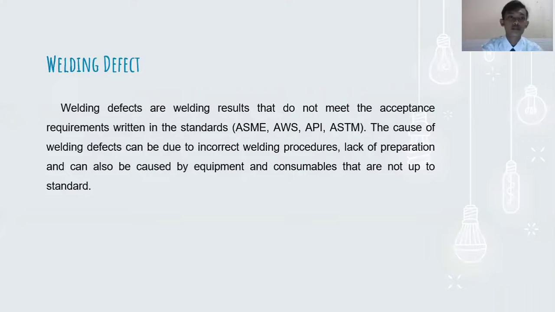Welding defect. Welding defects are welding results that do not meet the acceptance requirements within the standards ASME, AWS, API, and ASTM. The cause of welding defects can be due to improper welding procedure, lack of preparation, and can also be caused by equipment and consumables that are not up to standard.